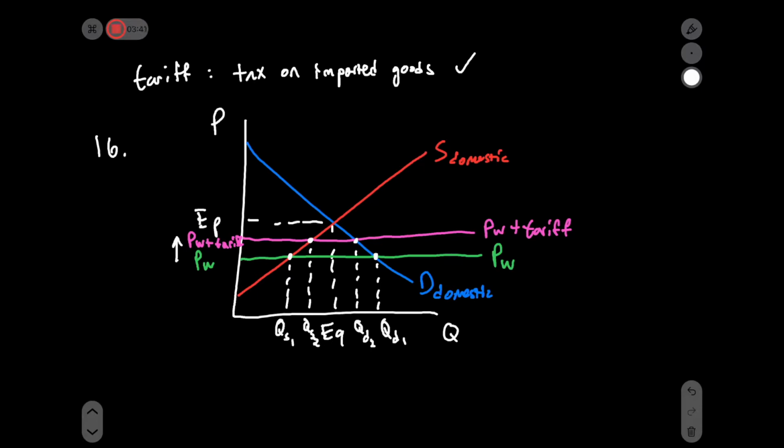Question 17. Increasing a tariff will blank the domestic quantity consumed of the good, while blank the domestic production of the good. We just answered this question. The tariff will decrease the domestic quantity consumed and increase the domestic production of the good.